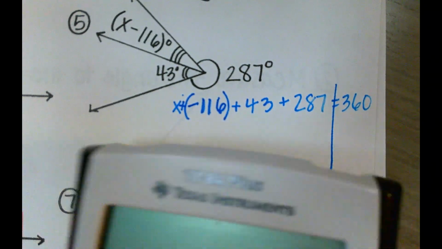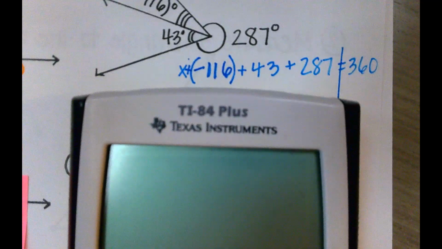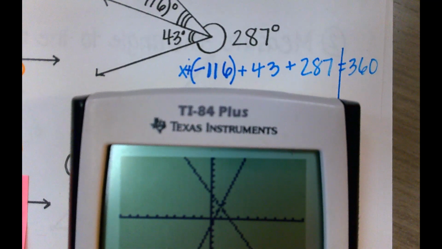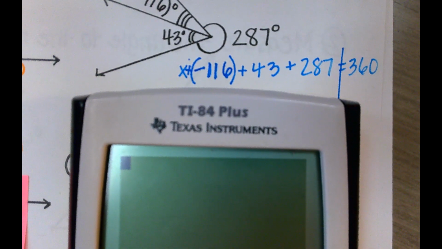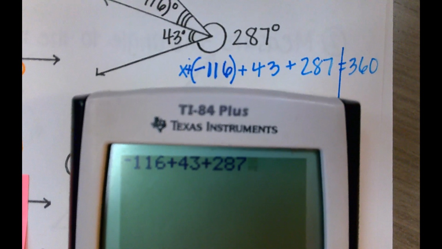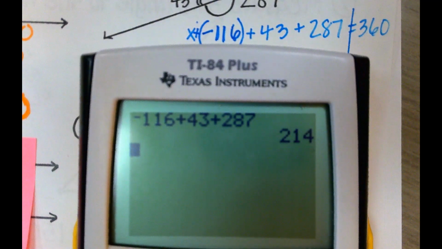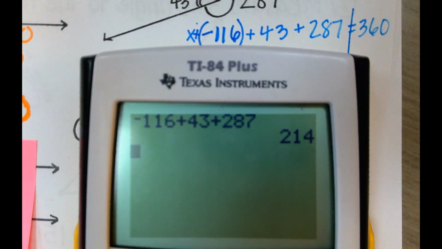I'm going to do negative 116 plus 43 plus 287. And then enter. And I got 214. Did you guys get the same? Yes. Okay, so it's positive 214.